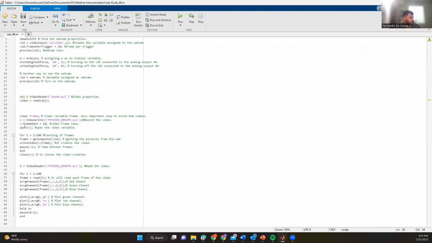The third part is the creation of the video. So we call the video, we define the name, we create the video with 100 frames, so it means 10 frames per second, which makes a 10 second video. And the last part is where we split the green, red, and blue channels of the video frame by frame, and we plot the channels: the green channel, the red channel, the blue channel.